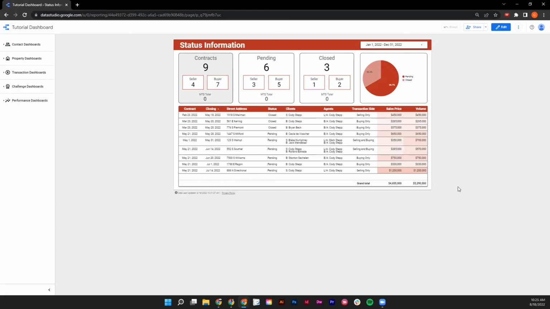The Status Information Dashboard is a dashboard designed to help you safeguard your business from feast or famine months by working to increase the number of pending transactions through lead generating and business building efforts.